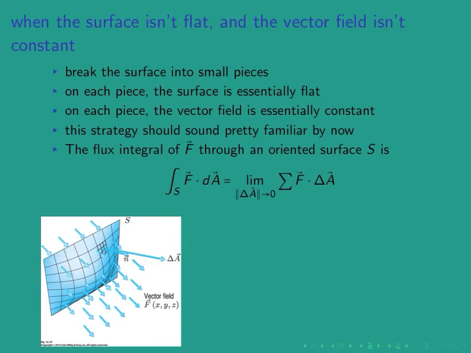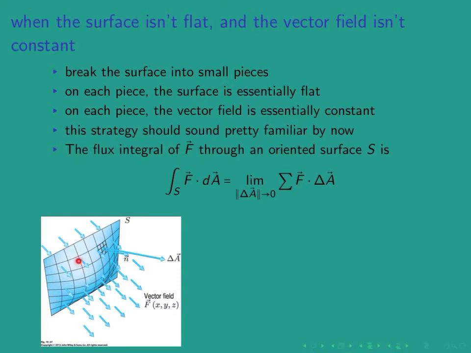So then, of course, the question is, what do you do if the surface isn't flat and the vector field isn't constant? Well, you do the same thing that you always do in calculus. You break up your surface into very small pieces. So these are the small pieces that I'm thinking about. And on each of those pieces, think about a tangent plane. So the surface is essentially flat. And if each piece is small enough, then the vector field is essentially constant on that piece.